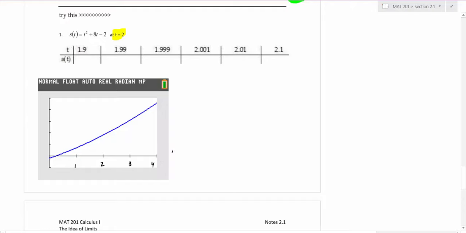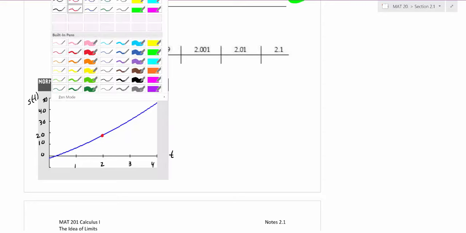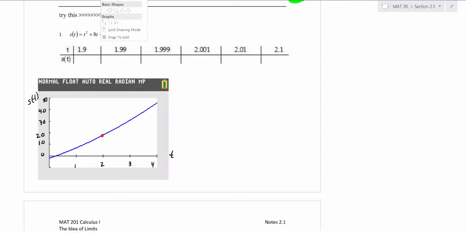So this is your t-axis, and then this is your s of t axis, and I was making that go all the way up to 50. So we're going by tens, kind of like that. Okay, so what we're interested in is what's going on in this graph at 2. If we're going to find the instantaneous velocity, what we're interested in essentially is the slope of this tangent line. At this stage, all we can do is close in on a secant line.